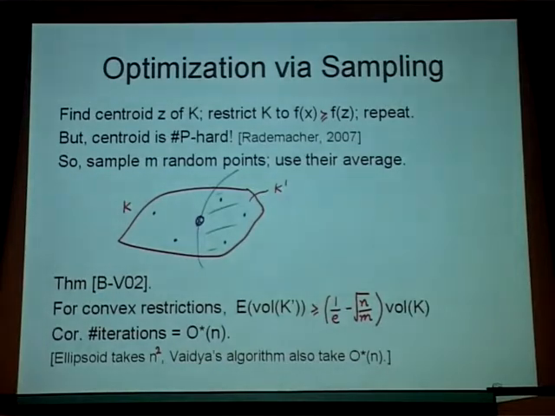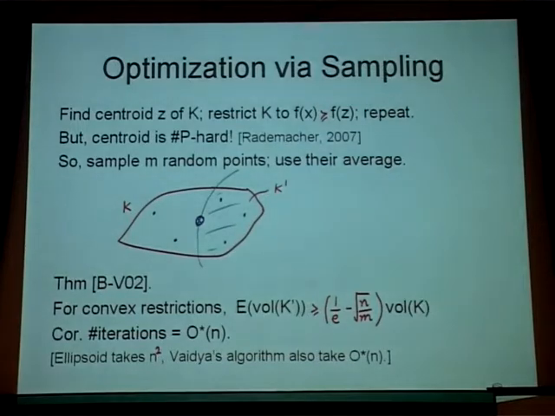A simple generalization of this Grunbaum theorem is the following. If I take m random points, take their average, and make any half space that contains that average, then the volume of what's left is at least, in expectation, 1 over e, which is what you would get with the exact centroid, minus a little bit, square root of n divided by m, times the original volume. n is the dimension, m is the number of sample points. So if I took m to be a large enough constant times the dimension, you're still dropping by a constant factor. So you get the same progress.